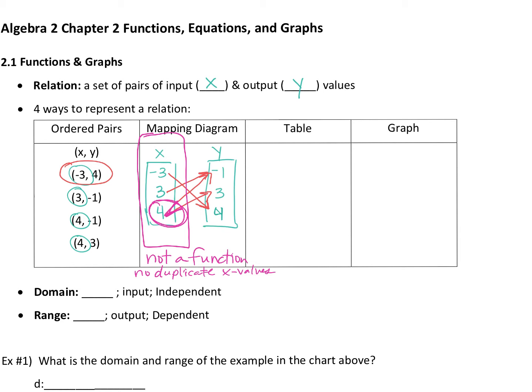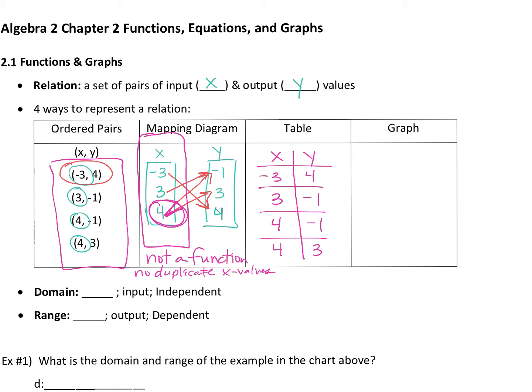We can also represent it with a table, which is basically what our ordered pairs look like, but we call this a T-chart a lot. We have our X and our Y, and then we have all these points. So we have negative 3, 4. We have 3, negative 1. We have 4, negative 1. And we have 4, 3. So those ones, you just list your points. We want our X's across from our Y's exactly how they came over here. Okay, so it's just those same points, but in a chart setup, in a table.